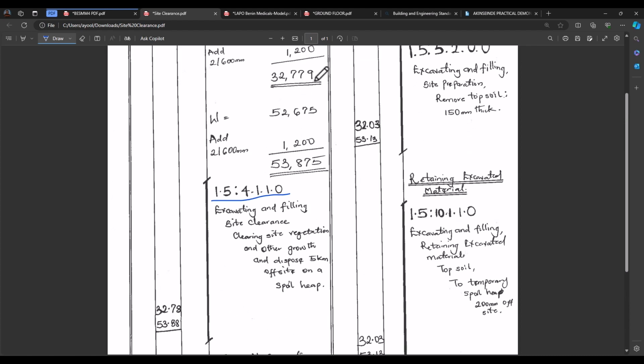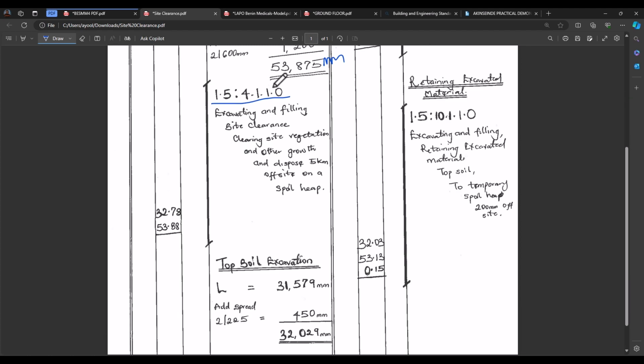We divide by 1000 to convert to meter. This is in mm. This is mm. We convert to meter, divide by 1000, so 32.78 by 53.88. Now we are done with our site clearance.